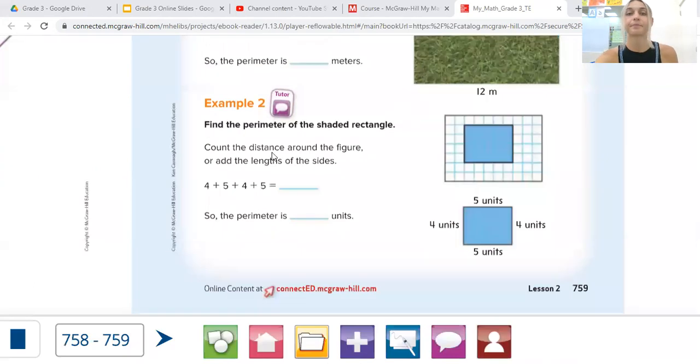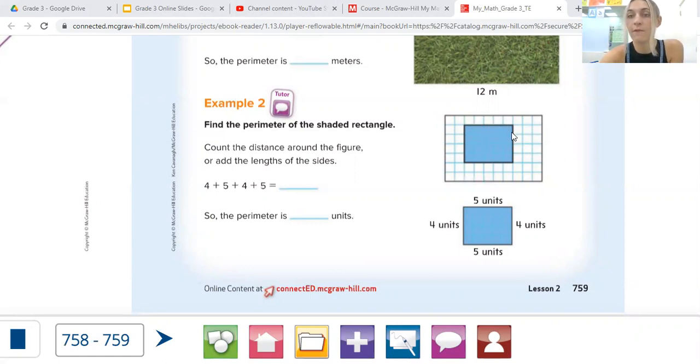Okay, let's keep moving. Find the perimeter of the shaded rectangle. Count the distance. So you're going to have some problems like this where it's not going to tell you the length. You need to figure it out on your own. And you can do that by looking at the unit squares. So we have this shaded, the blue part that we need to find the perimeter of. So we need to count how many units are on each side. They've done this one for us, but you'll have to do some on the next page. So they counted the boxes, the unit squares.